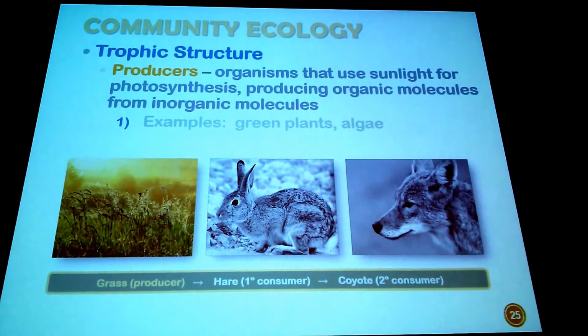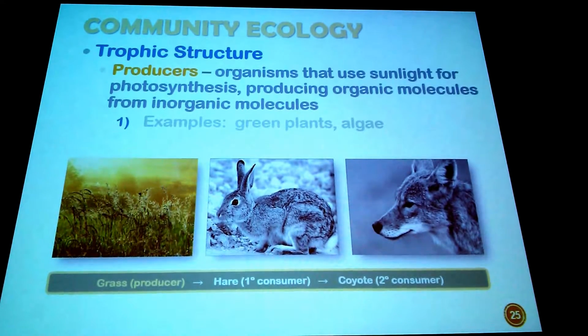Okay, breaking the food chain down. First, the producers. Organisms use sunlight for photosynthesis, producing organic molecules from inorganic molecules. Ooh, you're thinking, that sounds so familiar. Where have I heard that before? What's another name for producers?